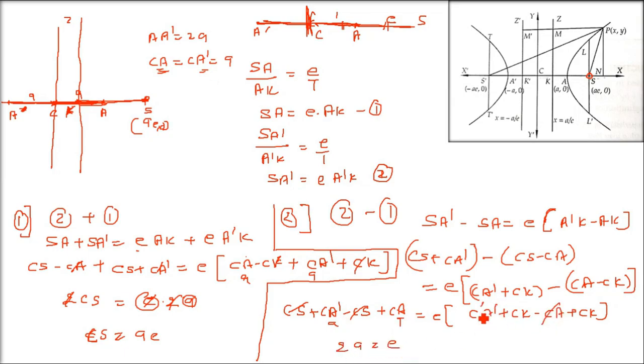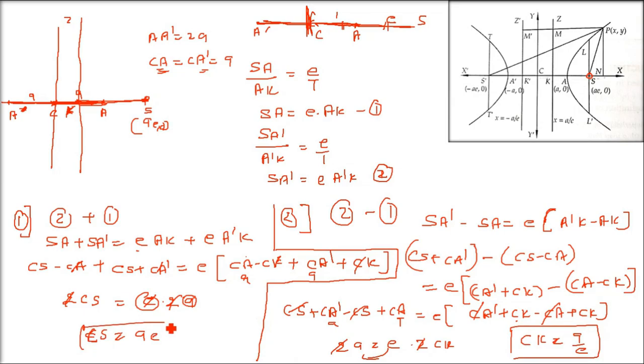Now what about this CA dash? CA gets cancelled. You will get 2CK. So E into 2CK you can write. 2 gets cancelled. Take E in the denominator. You will get CK as A by E.